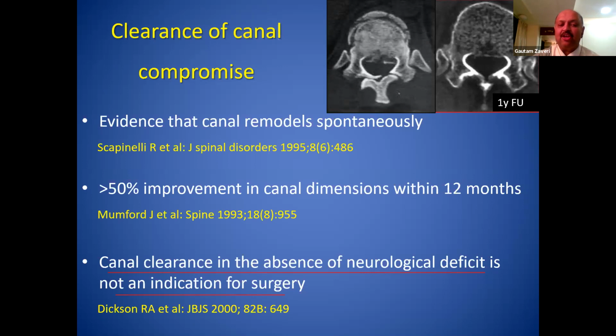However, Scapinelli et al. showed that the canal actually remodels on its own if left alone. And within 12 months, more than 50% of improvement in canal dimensions is seen. And therefore, Dixon concluded that canal compromise in the absence of neurologic deficit is not an indication for surgery. So canal compromise is only important when the patient has an associated neurologic deficit. If the patient does not have a neurologic deficit, even if the person has a 50% canal compromise, one can easily leave these patients alone.